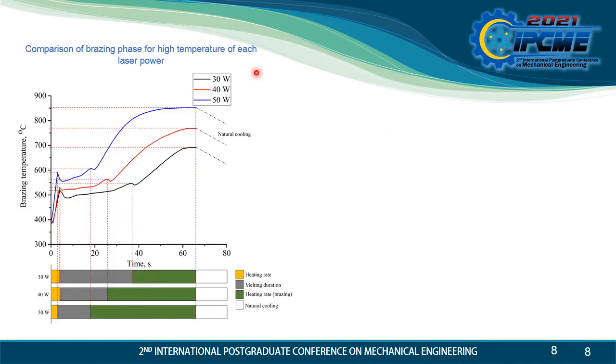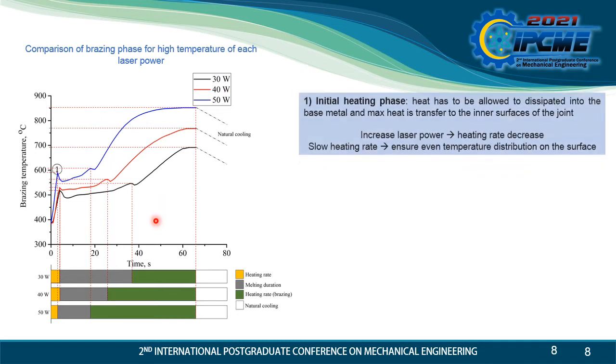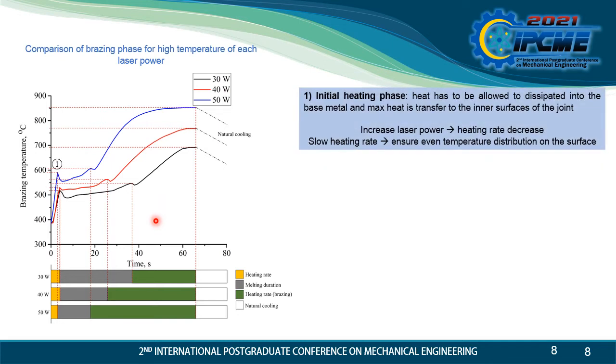This is the comparison of brazing phase for high temperature of each laser power. From here, we can see the brazing phase for each laser power. First is the initial heating phase, where heat has to be allowed to dissipate into the base material and maximum heat is transferred to the inner space of the joint. At this phase, the filler metal still doesn't melt and is still in the solid state.